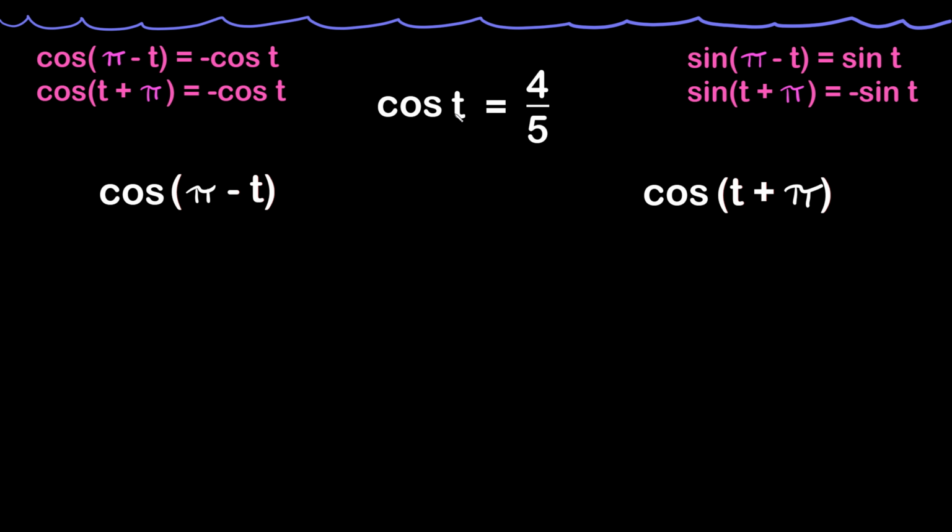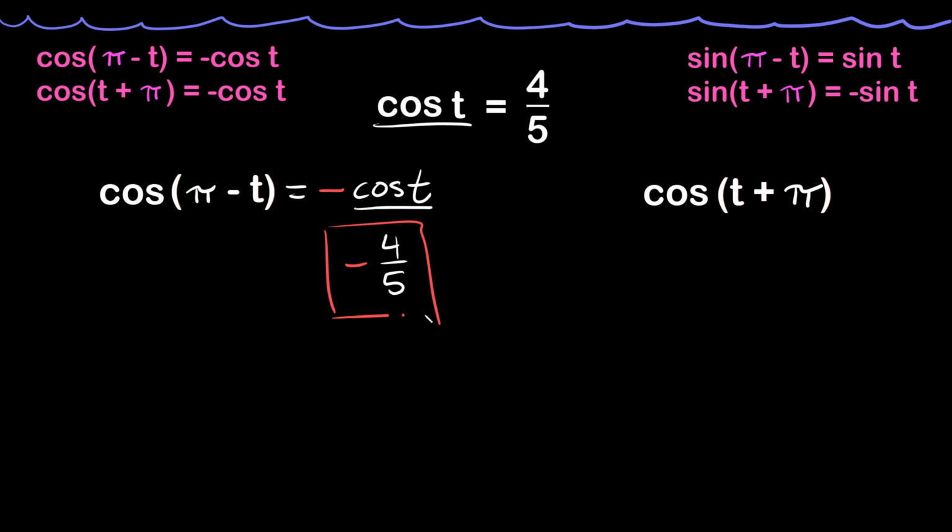All right, now lastly, let's go over this one. So this time we have the cosine of t is equal to 4/5. And this time we're going to find the cosine of pi minus t and the cosine of t plus pi. So starting with this one, the cosine of pi minus t. The cosine of pi minus t, it's the one up here on top, is equal to the negative cosine of t. So this thing is equal to the negative cosine of t. And of course, we're already given the cosine of t is equal to 4/5. So let's plug in a 4/5 for this cosine of t right there. And again, it's negative, all right? So the cosine of pi minus t is equal to simply negative 4/5.